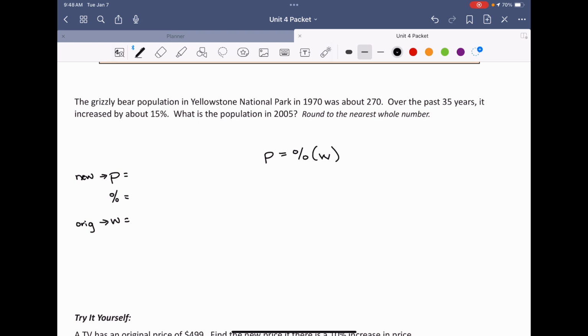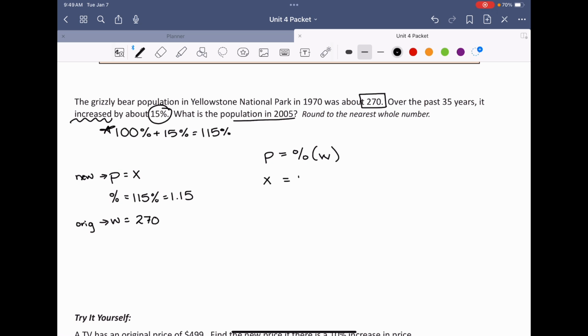And let's look back. It says it increased by 15%. 1970 is way longer ago than 2005, so that's the whole. And the population in 2005 is the part that we're finding, so x. My percent is increasing, so I have to add 15 to 100. So I'm going to use 115%, but remember I have to change that to a decimal. So it's going to be 1.15, and my whole is 270. Plug them in and solve.